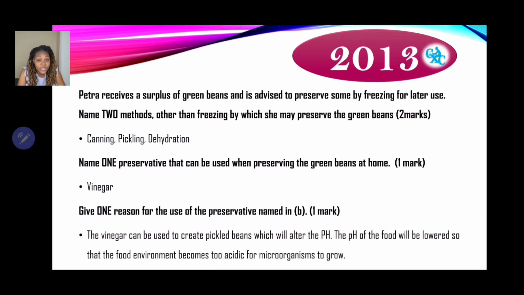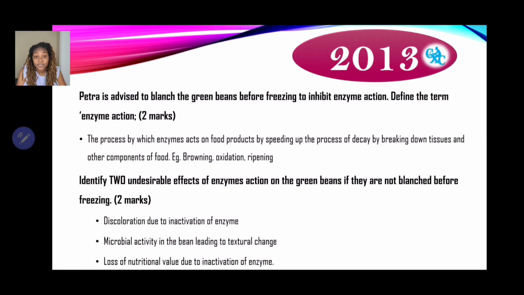So the scientific principle there is for these green beans, we're altering the pH, which means that the environment will be too acidic for microorganisms to enter, to grow and reproduce, right? Now, the pH of the food will be lowered so that the food environment becomes too acidic for microorganisms to grow.